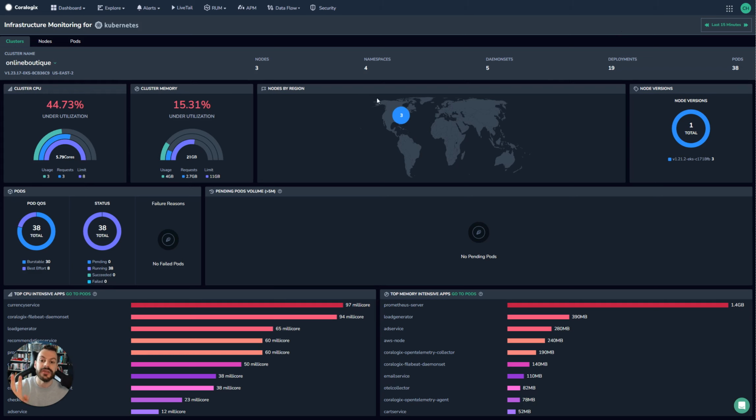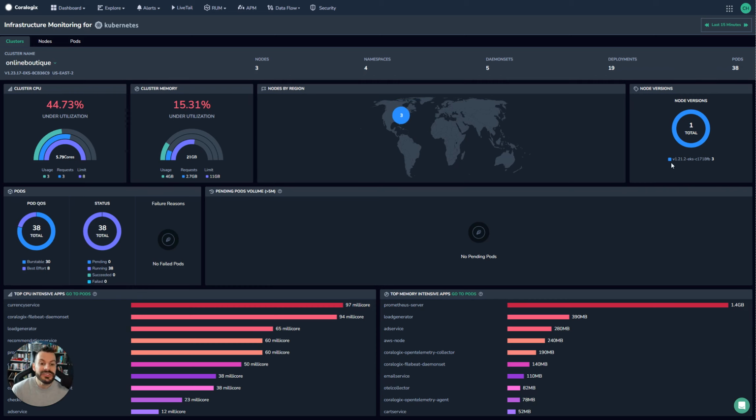Then you can look at nodes by region. So if you have a multi-region cluster, you can better understand how you're balancing across regions to make sure that you have true failover capability, not just the illusion. You have one node in US East 1 and 10 nodes in US East 2. A failover to US East 1 will not work for you.